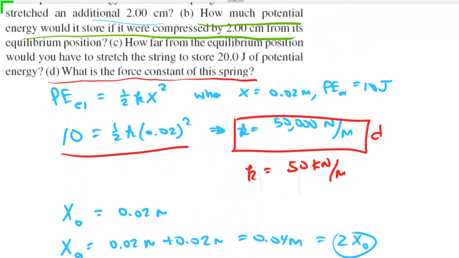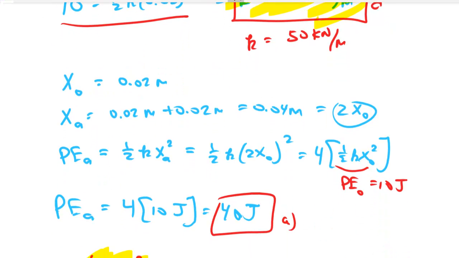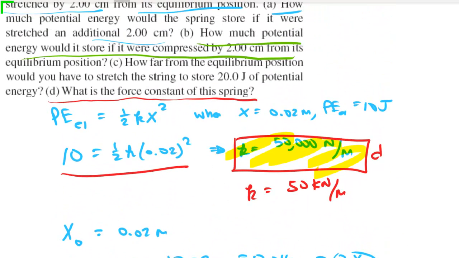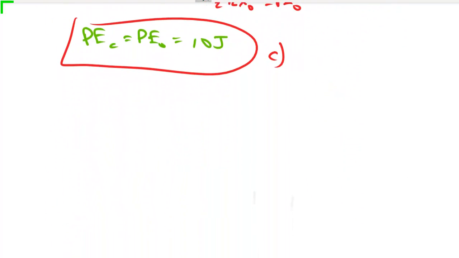And then in D, by the way, we could have done all of these using the spring constant we found over here. We could have done all of these problems just by plugging that in, but we're doing this proportional reasoning instead. For part C, it asks us to find out how far from the equilibrium position would you have to stretch the spring to store 20 joules of potential energy. So now, instead of saying how much energy we have, I tell you how much energy we want, and you tell me how far we need to stretch it.